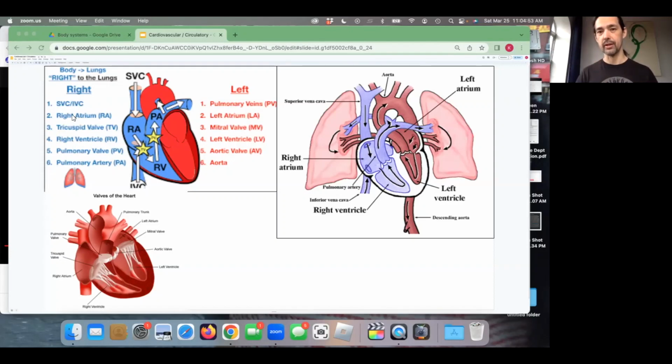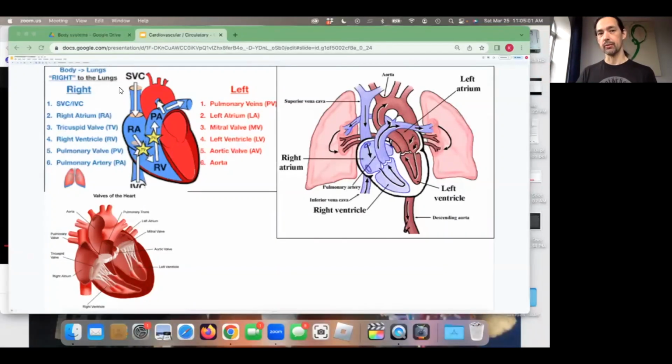So just repeat after me under your breath or silently to yourself, but definitely mouth the words so you get that motor input from your brain. So on the right side, it's the superior vena cava and the inferior vena cava that come into the right atrium. And from the right atrium, the blood goes through the tricuspid valve into the right ventricle. From the right ventricle, it goes through the pulmonary valve into the pulmonary artery.